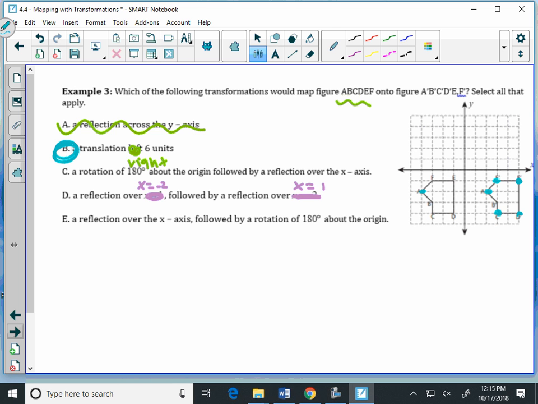Okay. So when we take a look at C, it says a rotation of 180 degrees about the origin, followed by a reflection over the x-axis. So let's do that. And again, all you do is just pick one point. I'm going to stick with A. Write down the coordinates of A.